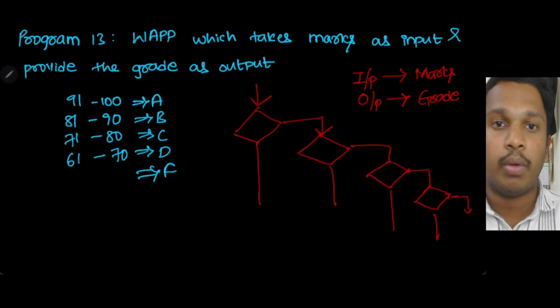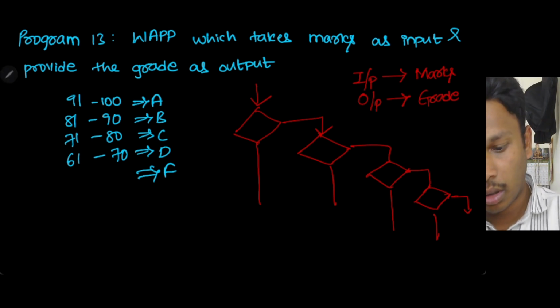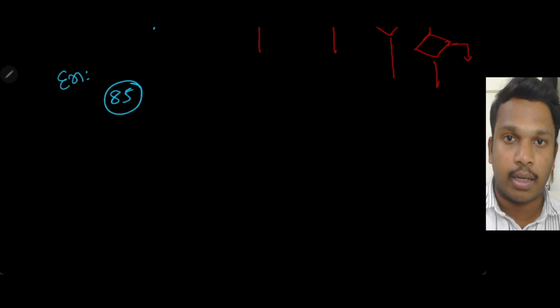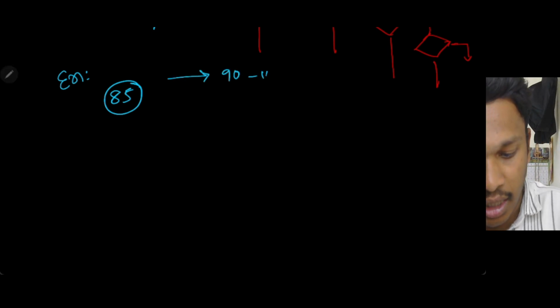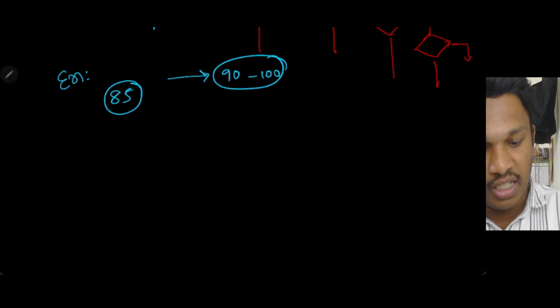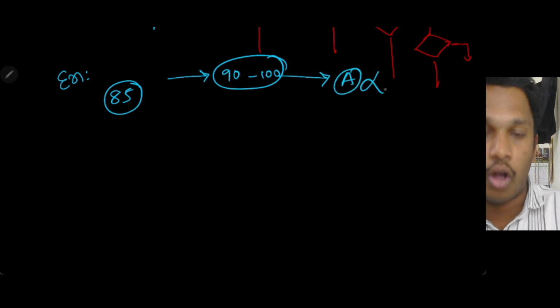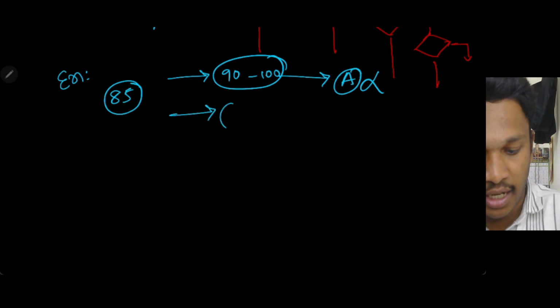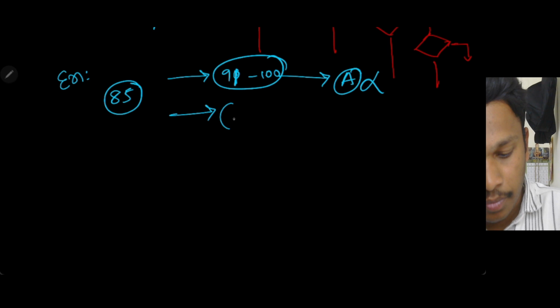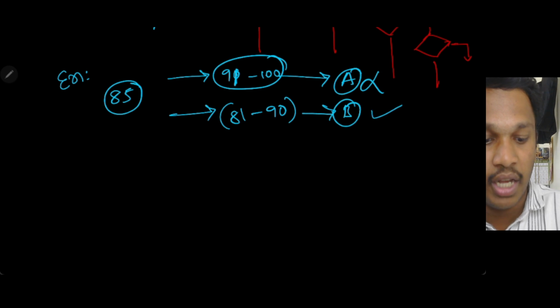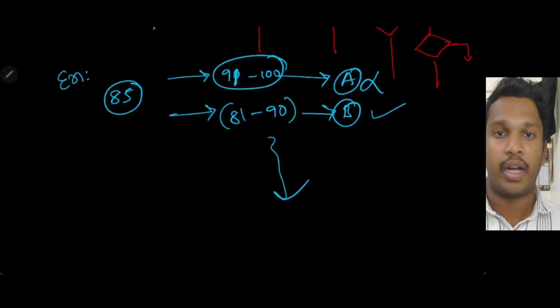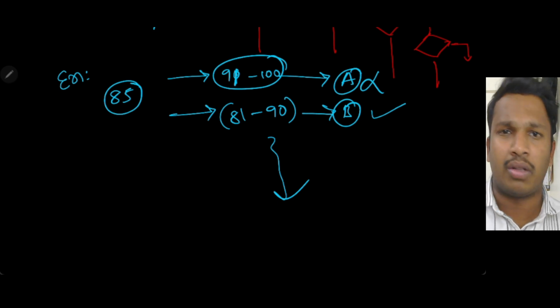For example, let me solve two examples. If you got 85 marks, how will you tell the grade in your brain, how will you process it? First you will check whether it is greater than 90 or not. If yes, you will say A grade. If it is false, you will come to the next category: is it between 81 to 90 or not? Yes, then you will say B grade. If it is true, will you process further? No, that's all. Our brain also processes like this.